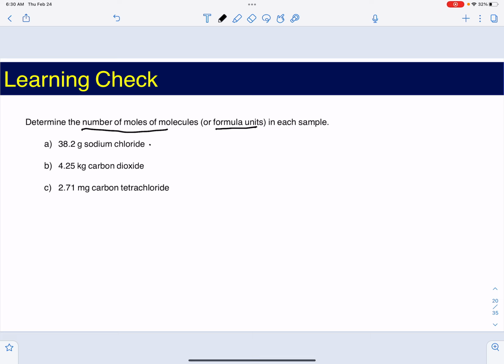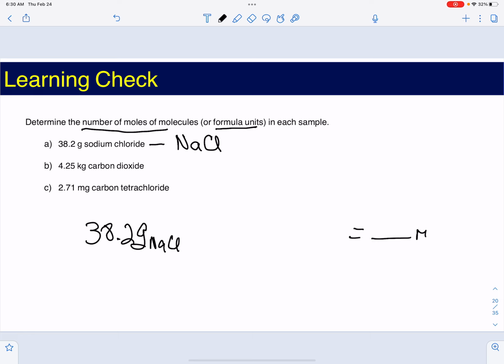So we're gonna start with sodium chloride. You have to know that it's not gonna be NaCl2. You have to know that it's NaCl based on what you learned on chapter 5. So sodium chloride, we have 38.2 grams of sodium chloride. Let's get used to always label everything. And you are being asked to find the number of moles. So moles of molecules of sodium chloride, or in this case, formula unit.